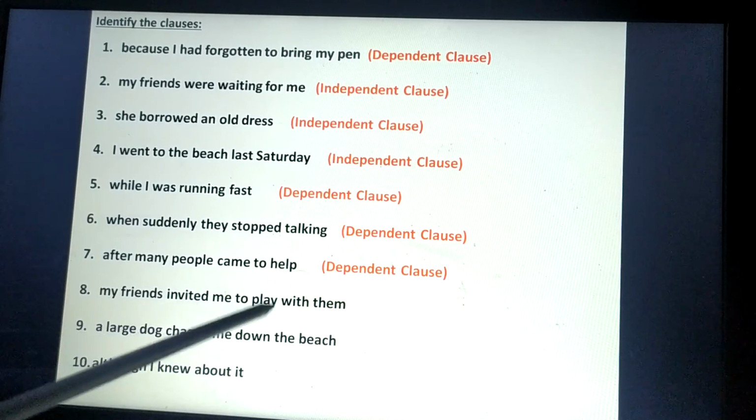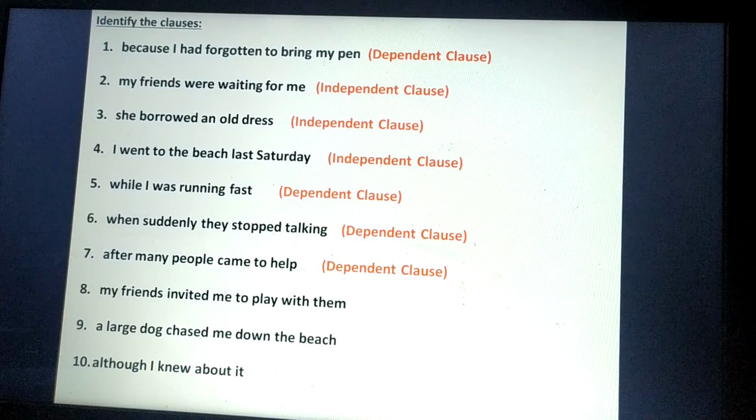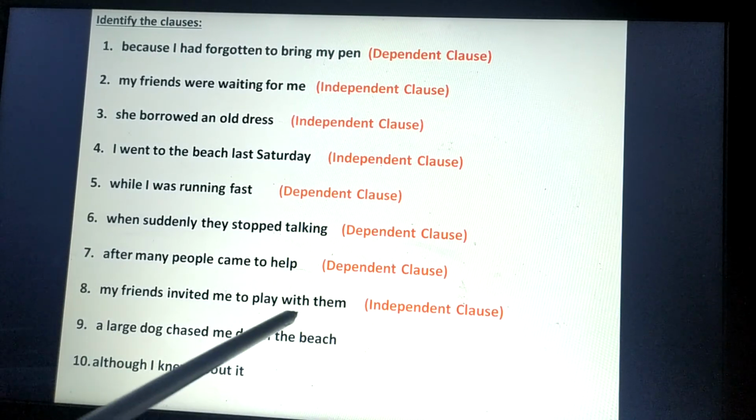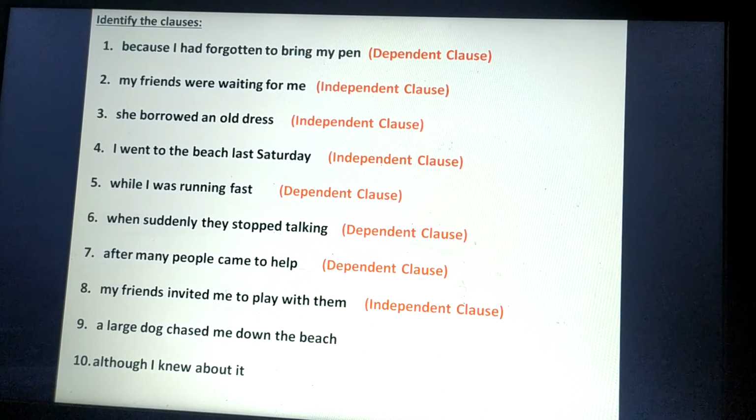Next, "my friends invited me to play with them." Here it stands on its own as a totally independent sentence, so we can say that it's an independent clause. Next, "a large dog chased me down the beach." It's an independent clause because it stands on its own. This one, "although I knew about it," begins with "although" and is totally dependent on the other part of the sentence, so we can say it's a dependent clause.